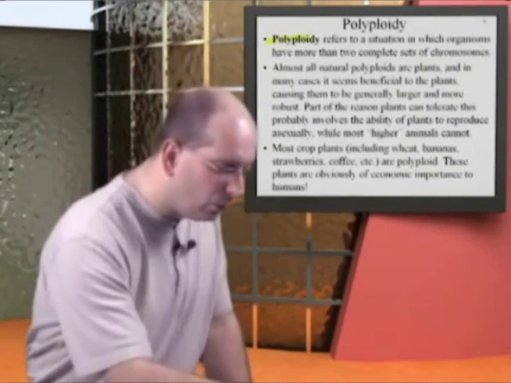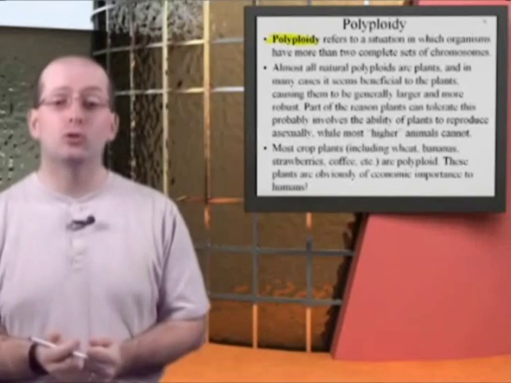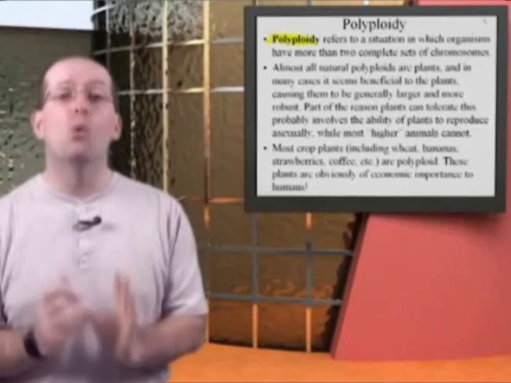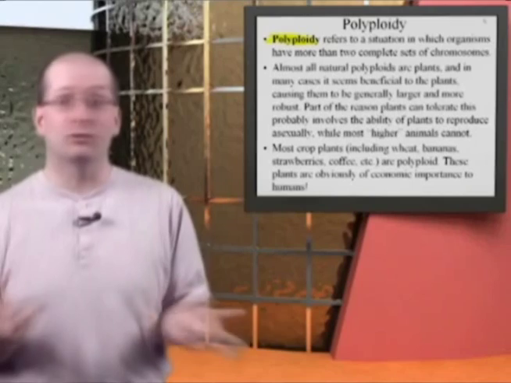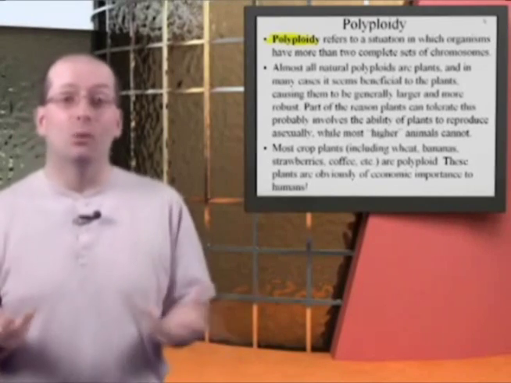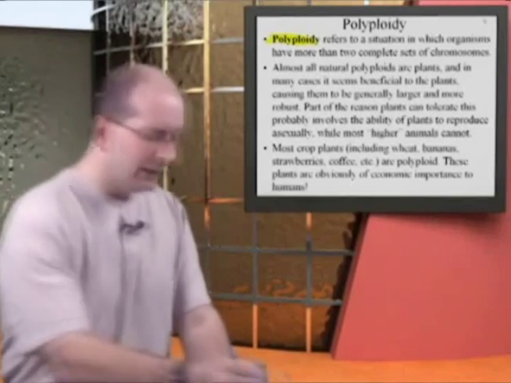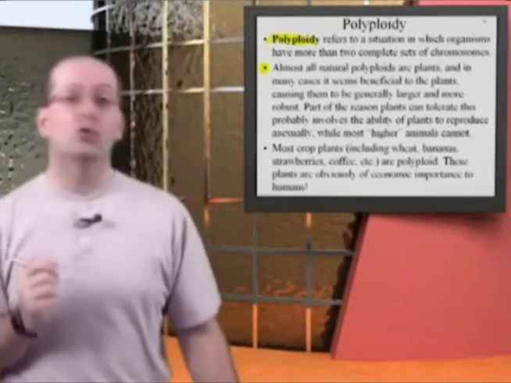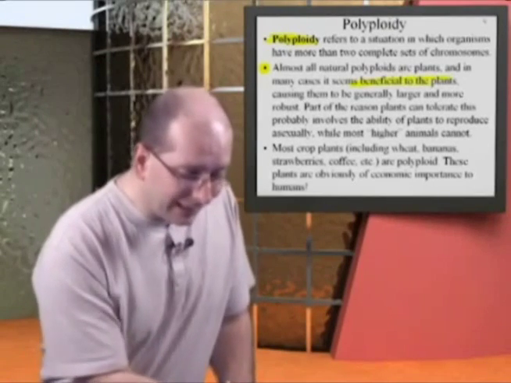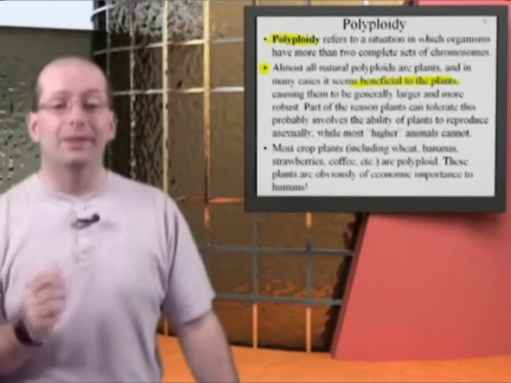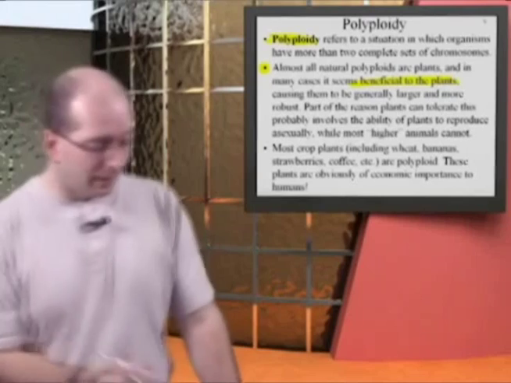Yay, okay. Well, polyploidy, as you might suspect, poly means a lot, refers to a situation in which an organism has more than two complete sets of chromosomes. Diploid is two sets. That's all we know so far. Now we're saying, wow, we're going to have more than two whole sets, not just one extra here or there. Now, almost all natural polyploids are plants. And in many cases, it seems to be actually beneficial to them. They generally are larger and more robust, and I'll show you a picture in a moment.